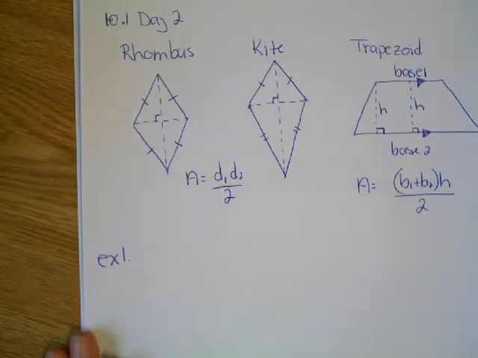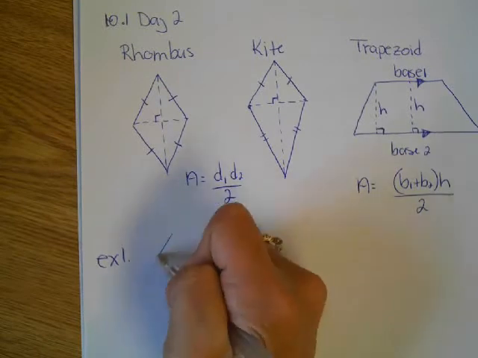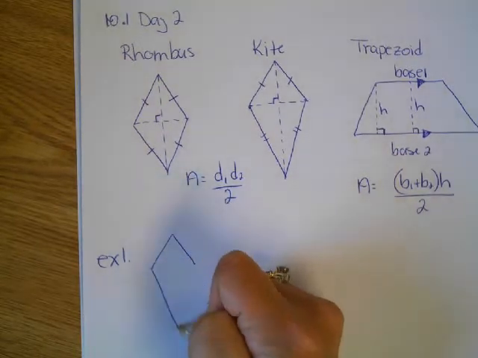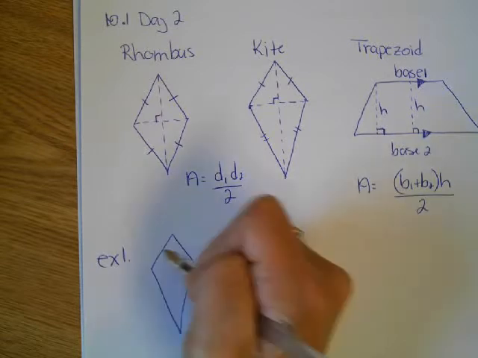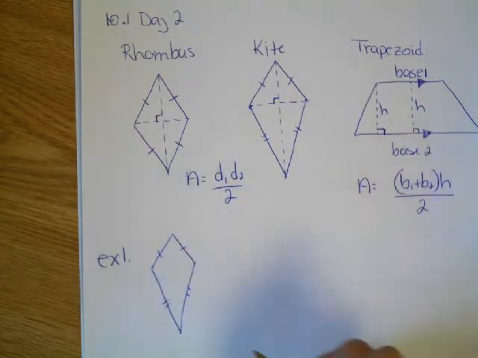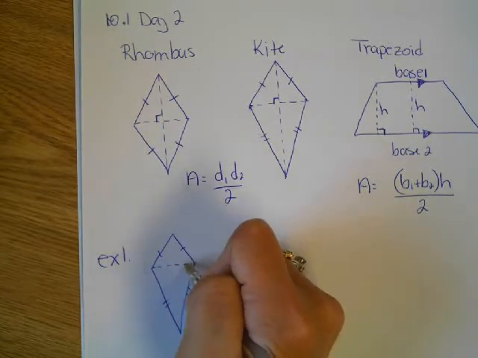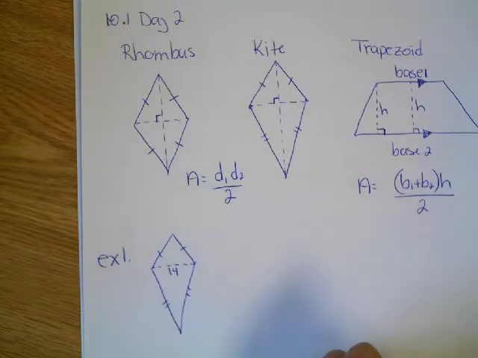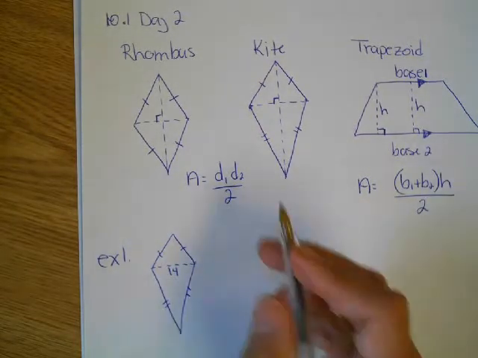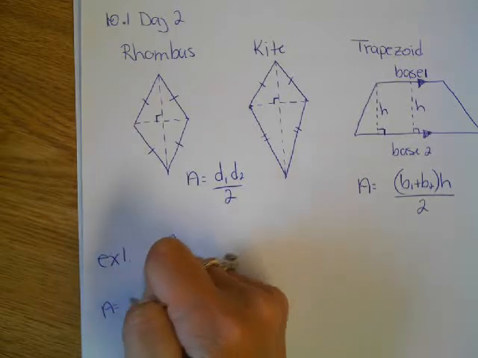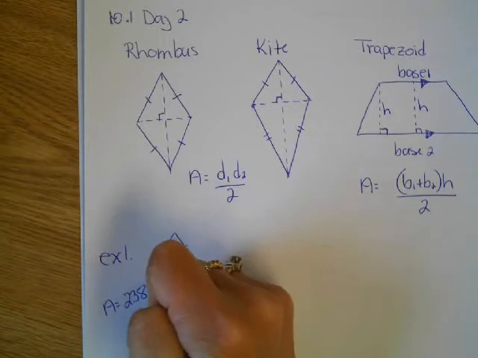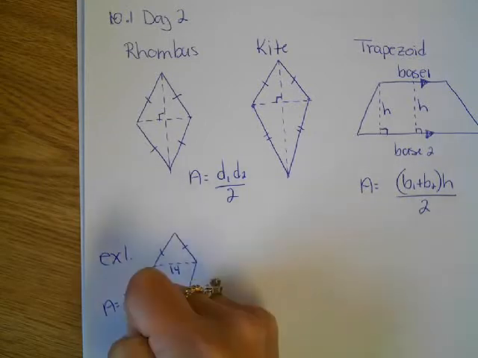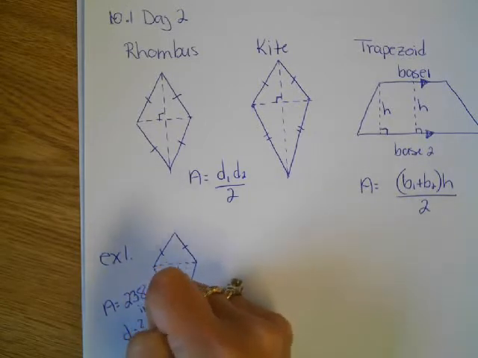Let's see. Find D2 in the kite. So we've got a kite. Here's what I know. This diagonal is 14, and the area is given as 238 square inches. Can you find the missing diagonal?